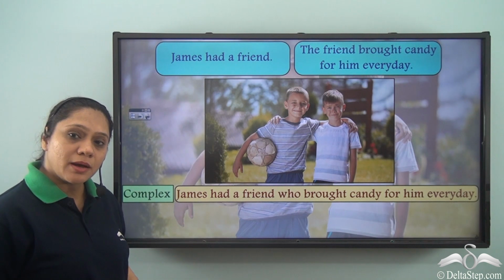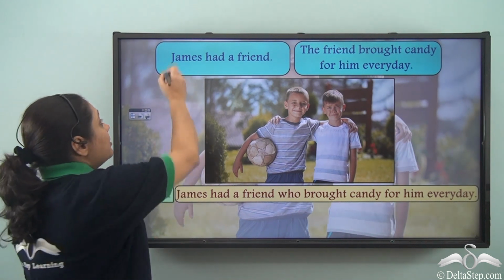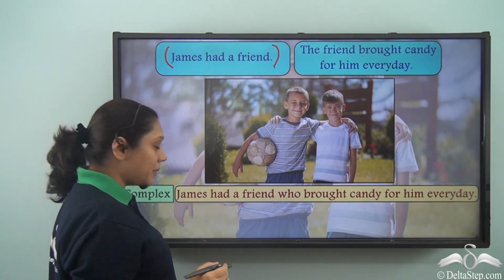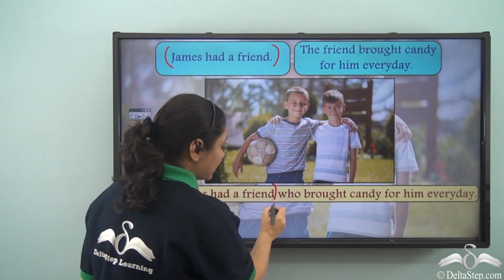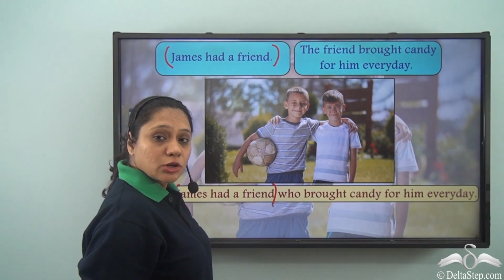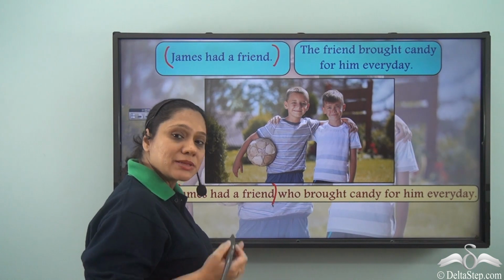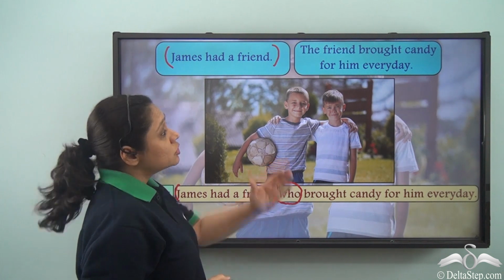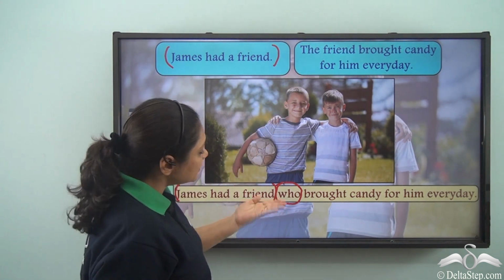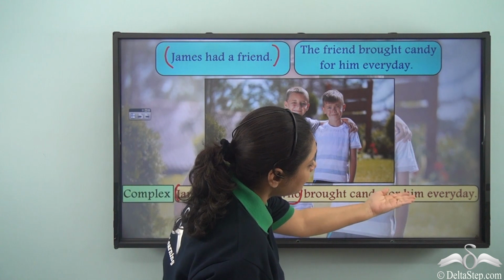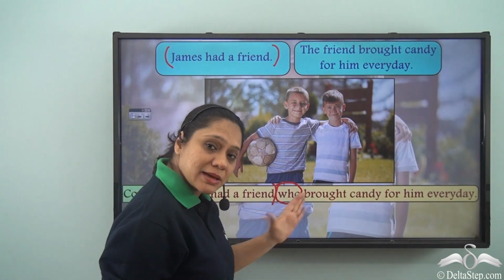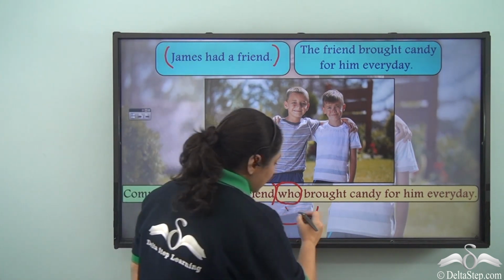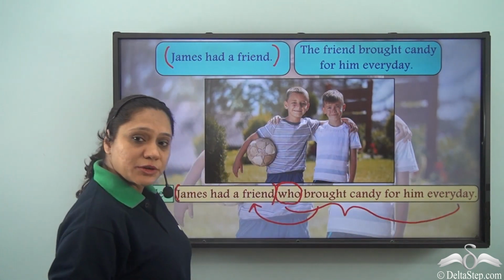So, what are we doing here? Now, in this sentence, we have kept the first independent clause as it is. We have retained the main clause, James had a friend. And the second independent clause has been changed to a subordinate clause with the help of the relative pronoun who. So, this independent clause becomes who brought candy for him every day. Now, this is a subordinate clause which is describing the friend. So, this clause is an adjective clause here.